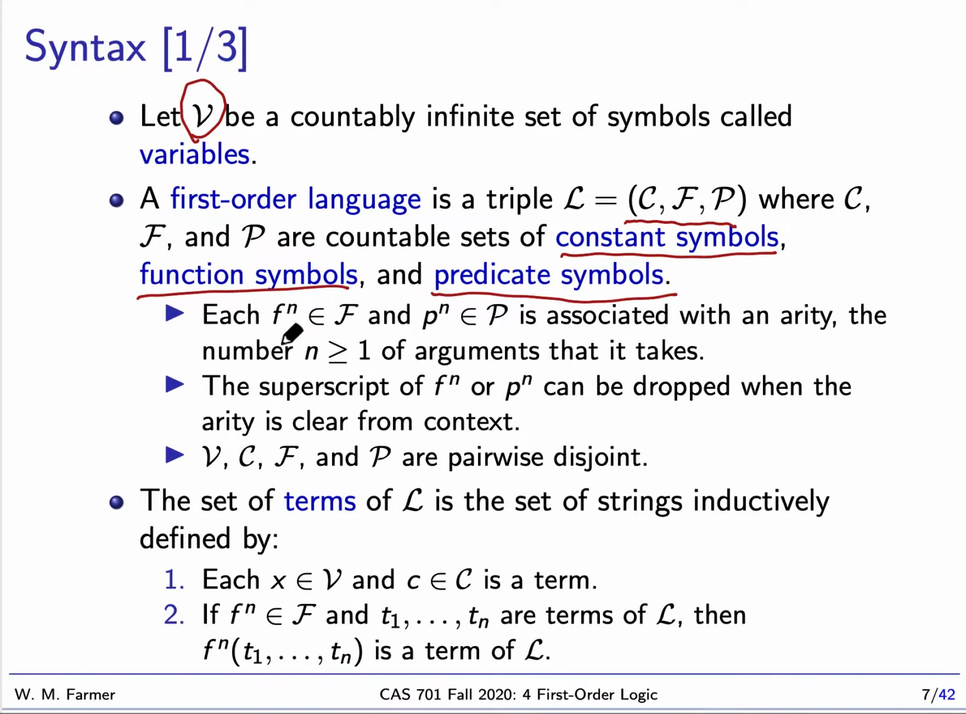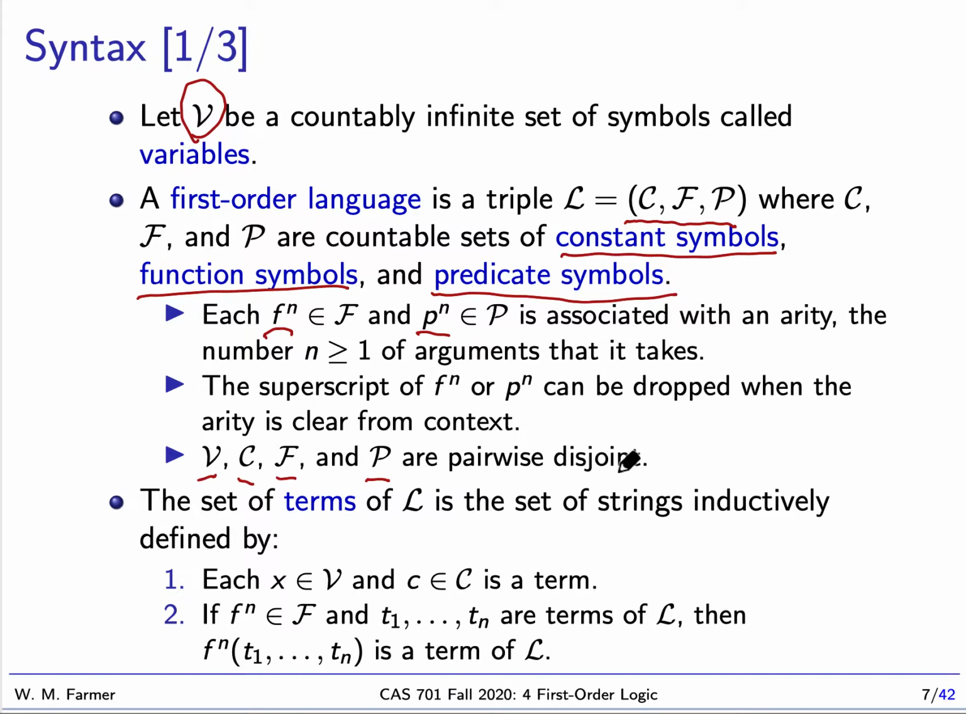Now, each of these function symbols and predicate symbols is going to have a superscript, which is going to give the arity, how many arguments it takes. And quite often, we'll just drop this superscript when we know how many arguments are involved. And so now we have four sets. We have the set of symbols which are variables, constant symbols, function symbols, and predicate symbols. These are all disjoint. What that means is there's no symbol that's in more than one of these sets.